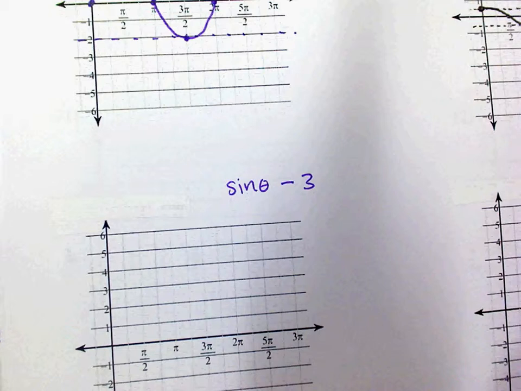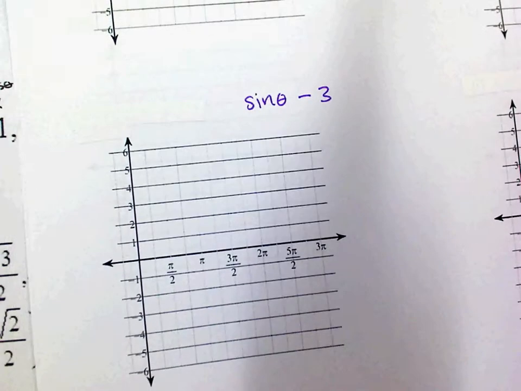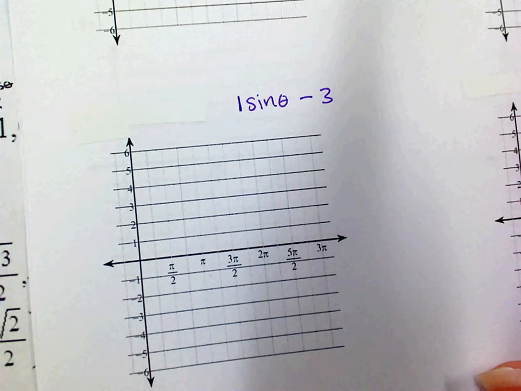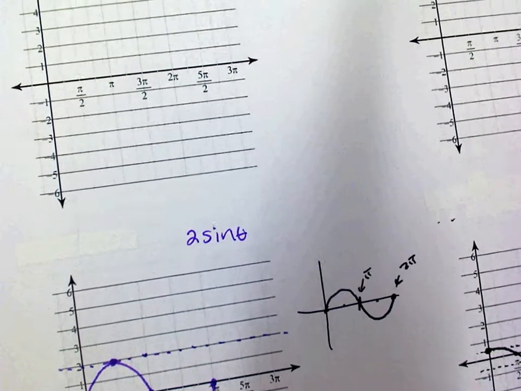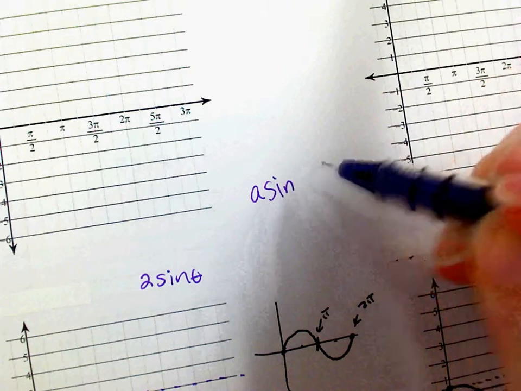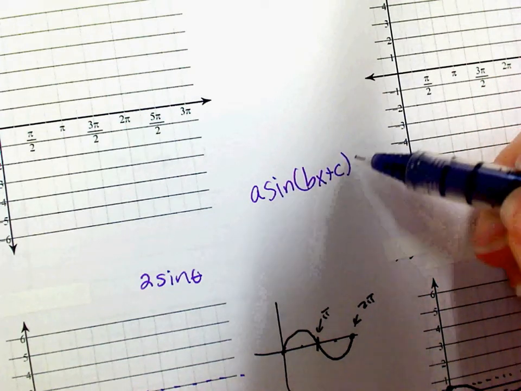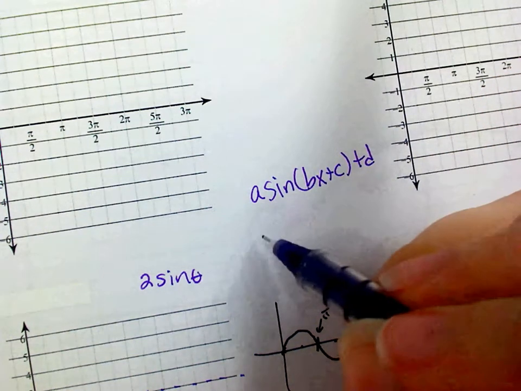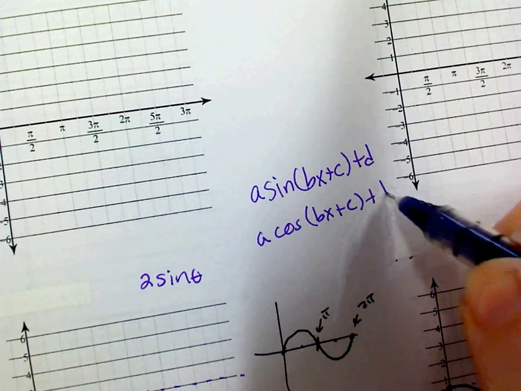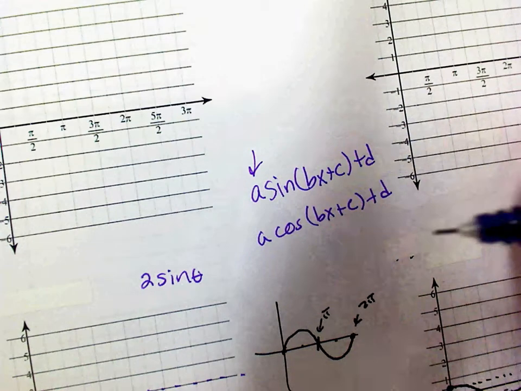Okay, so what about vertical shifts? Well, all we're doing is shifting up or shifting down, but if you notice, I haven't changed the amplitude of the wave. And I'll go ahead and say this because I didn't say it a minute ago, but I need to. A sine of bx plus c plus d, or a cosine of bx plus c plus d. What we're dealing with today is A, amplitude.